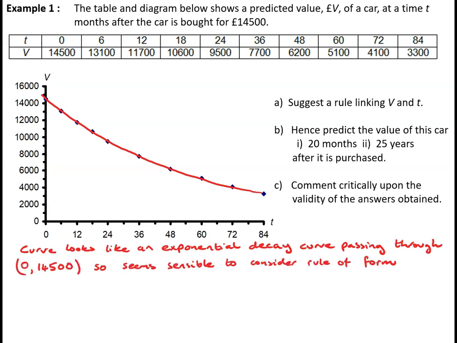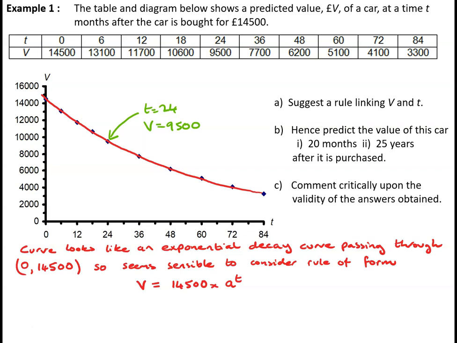Since the graph goes through the point 0, 14,500, it seems sensible for us to consider a rule of the form v equals 14,500 times a to the power t. But we clearly need to know what the value of a is. And we can get a possible value for a by considering one of the data points other than the first one. So in this case, I've decided to consider the data point when t equals 24. We know the value of the car is £9,500.